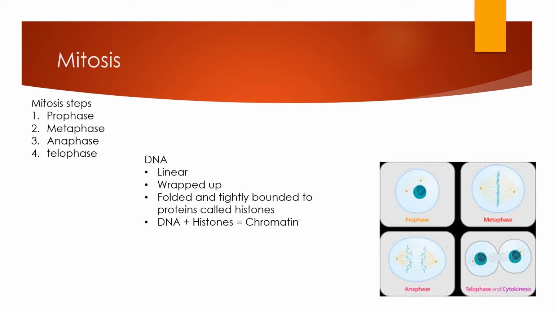DNA is linear and it's wrapped up. It's folded and tightly bound to proteins called histones. DNA bound to histones is called chromatin.